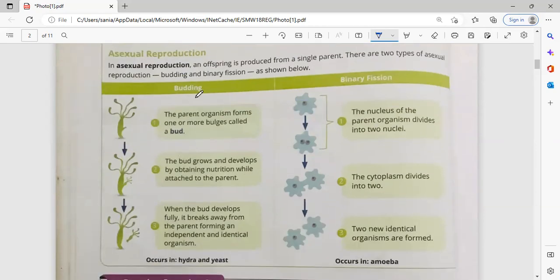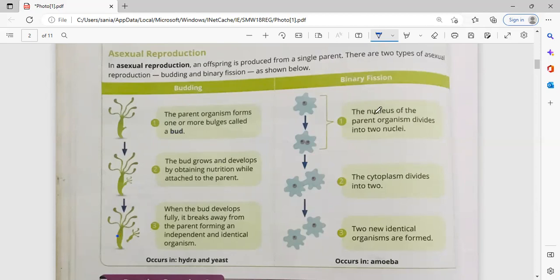Budding is when a parent organism forms one or more bulges called buds. Over here you can see, right? Then the bud grows and develops by obtaining nutrition while attached to the parent. You can see this bud, right? When a bud develops fully, it breaks away from the parent, forming an independent and identical organism. Once it gets all the nutrition and is mature enough, it will separate from the parent. You can see the parent and the new organism are both the same.